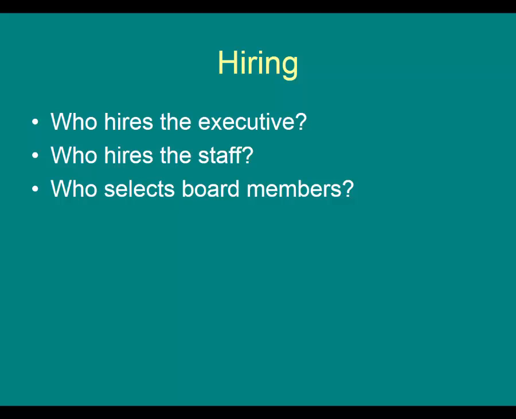Who selects board members? This may vary to some degree from one organization to the next, but typically the board of directors itself selects people to replace board members who go off. And usually board members' terms are limited to a certain number of years. So after a certain number of years, you may go off the board. So you have to be replaced. And it is the board itself that decides who that will be.